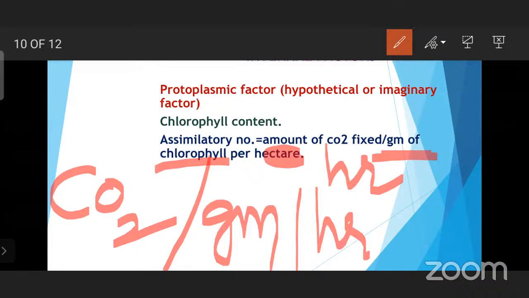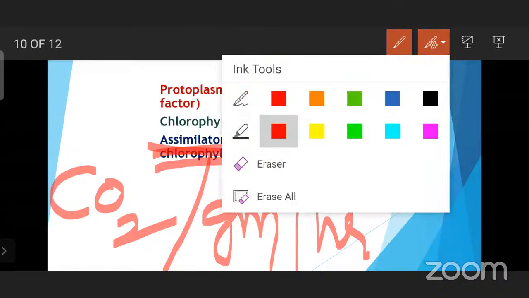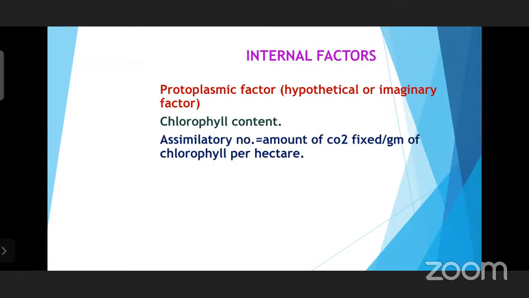That is going to be the assimilatory number. It is the assimilatory number of this chlorophyll.